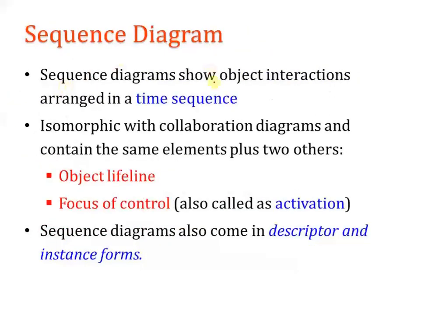A sequence diagram shows how two objects interact with each other in a timely fashion. It is very much similar, that is isomorphic, to a collaboration diagram. It has the same elements, but apart from that it also has two other parameters: one is called the object lifeline, the other is called the focus of control. The focus of control is also called activation. As in a collaboration diagram, a sequence diagram can be represented using descriptor form and instance form. To repeat, descriptor form is the class representation, and instance form is the object representation.